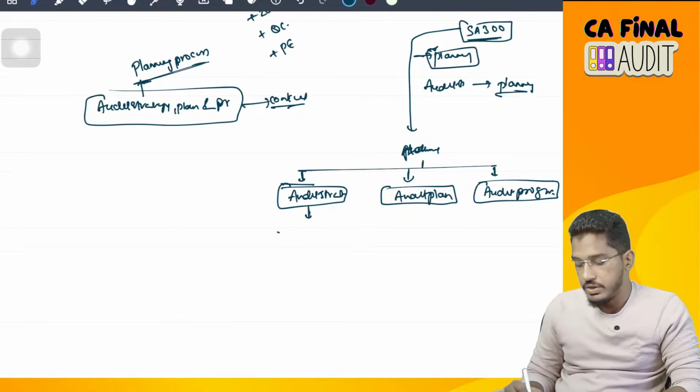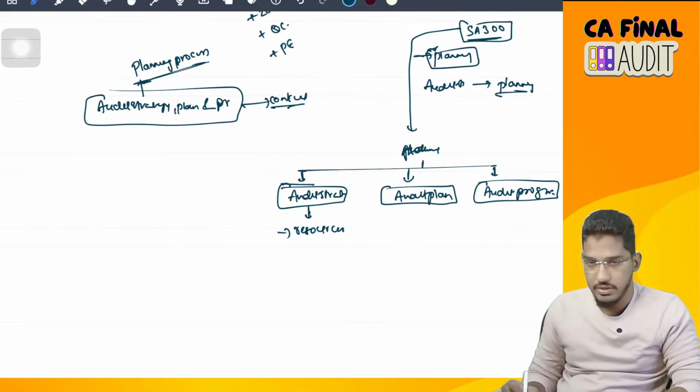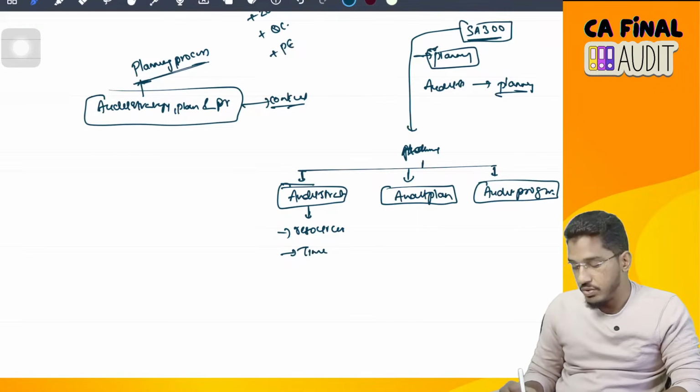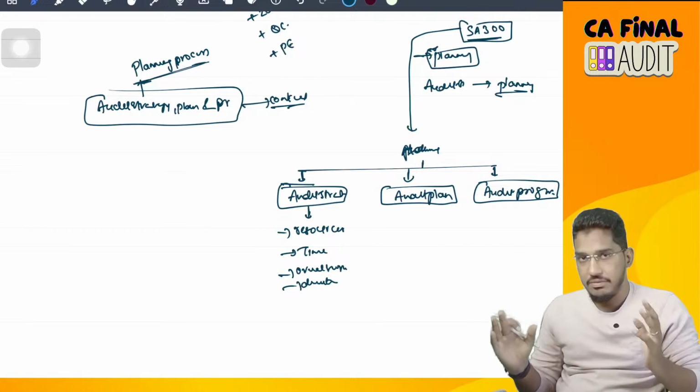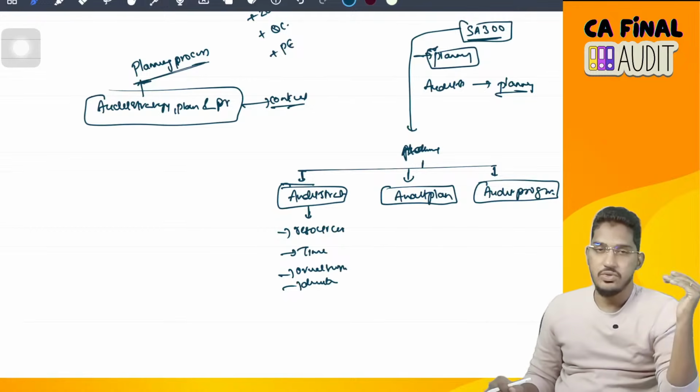So generally what we do is we try to decide on resources, how many resources we want to complete the audit, within how much time we want to complete the audit, what is the overall scope of the audit, what is the overall direction of the audit. So on a very broad level, we set one strategy for this audit.